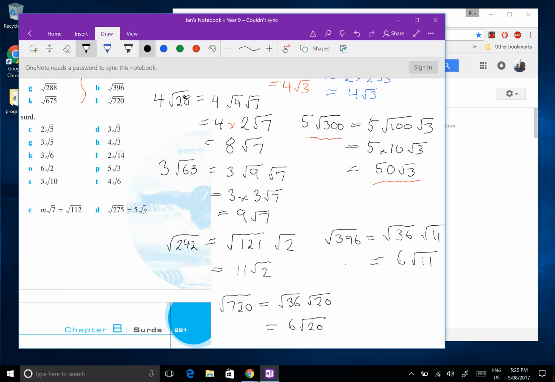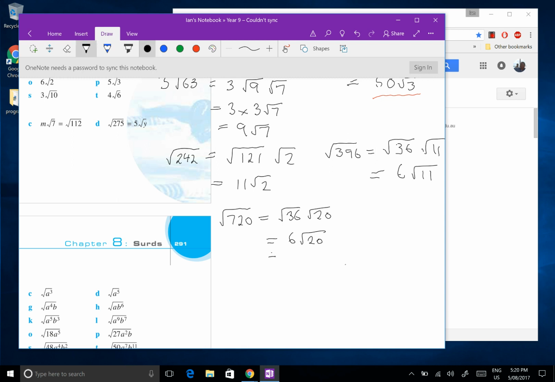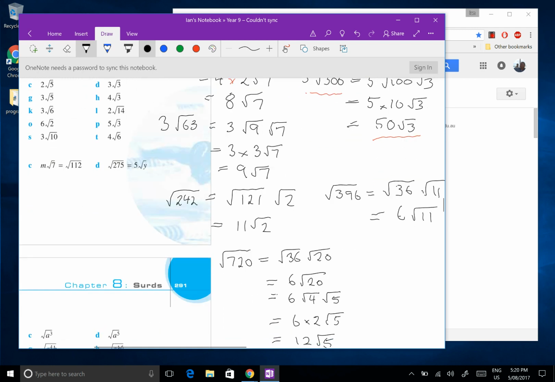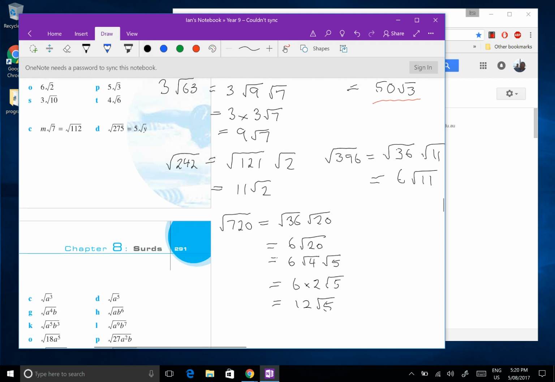And as I said, you can break it down in parts. So I know that root 20 is the same as root 4 times root 5. So 6 times 2 root 5, which will give me 12 root 5. And if I'd been smart, I would have known that 144, because that's what 12 squared is, goes into 720. And just checking that, what's at question 5L? That should be 12 root 5.